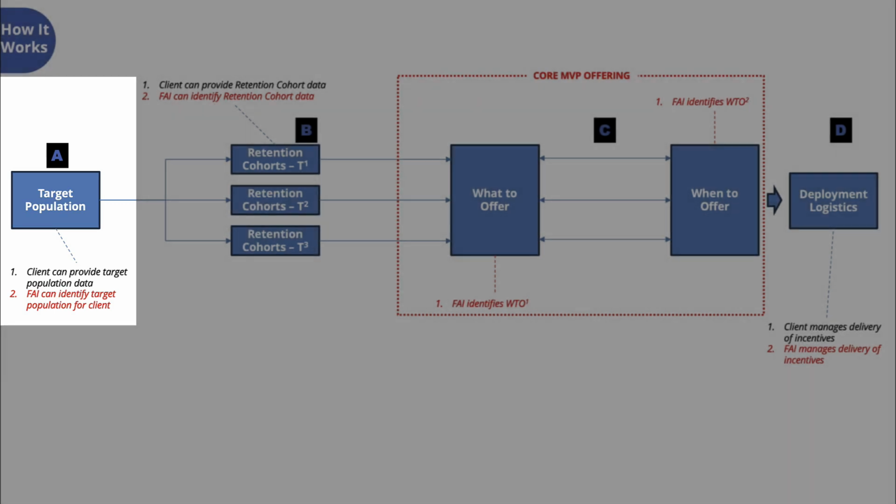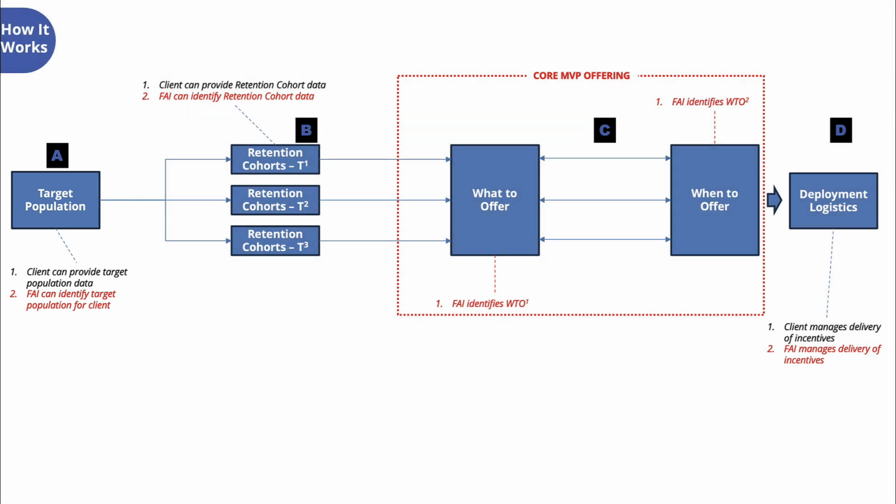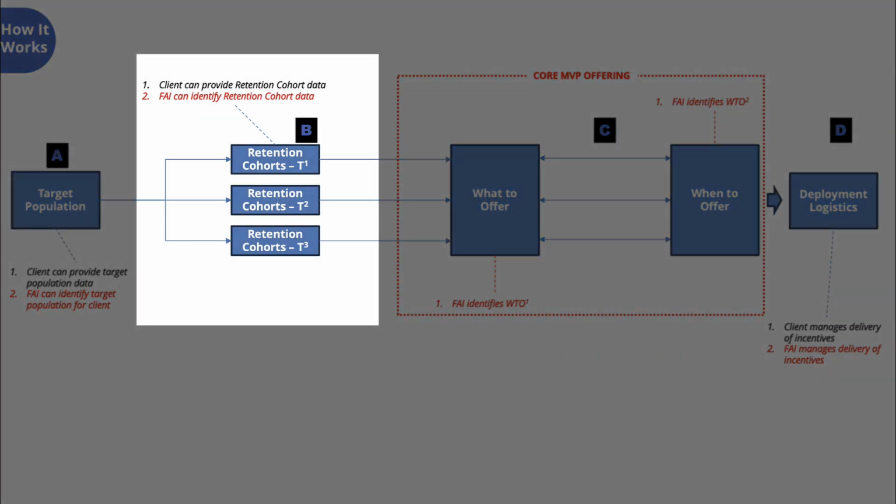Once the target population has been identified, Component B is about distilling that population into retention cohorts. Cohorts are groups of employees that share the same retention profile, such that the same retention operations will be effective for that entire cohort. A few corporations are already able to identify their retention cohorts, but most are unable to do so. FAI's system can identify for the client their retention cohorts at scale.